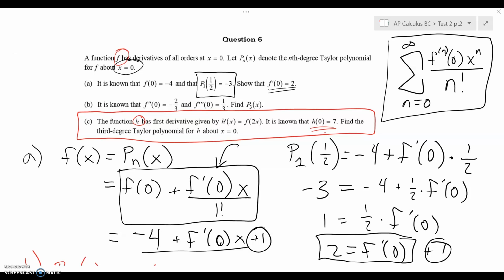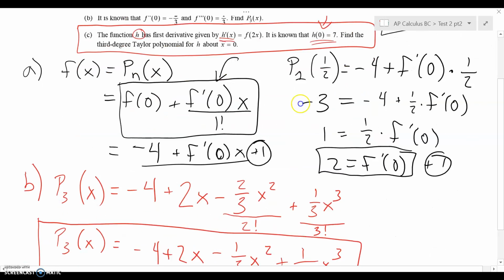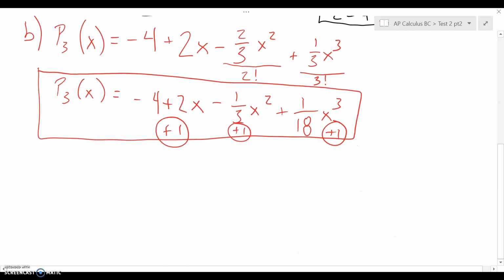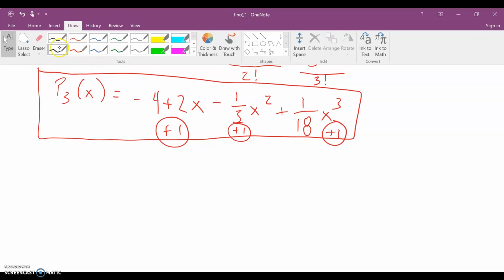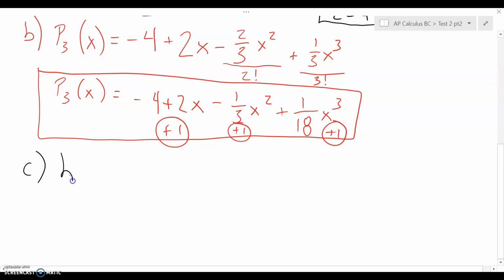If we want something for h and we're given h prime, the first thing I'm thinking is integrate. I'm going to need to take both sides of this and integrate it. By integrating the left, I just get h, and by integrating the right, I'm going to get an expression. We need to generate a third degree polynomial, and then we'll figure out how to bring in this h of 0 is 7. So again, h prime is f of 2x. And let's change color again. So for C, I've got h prime is f of 2x.